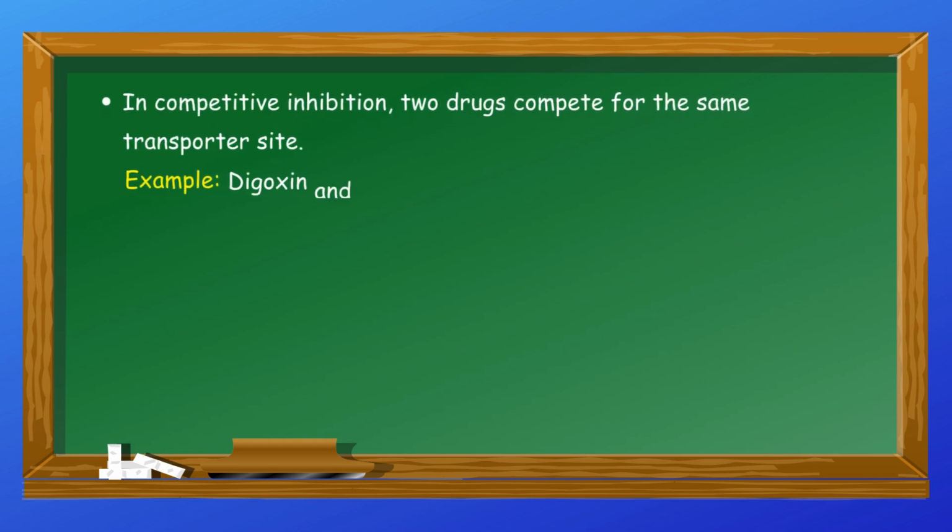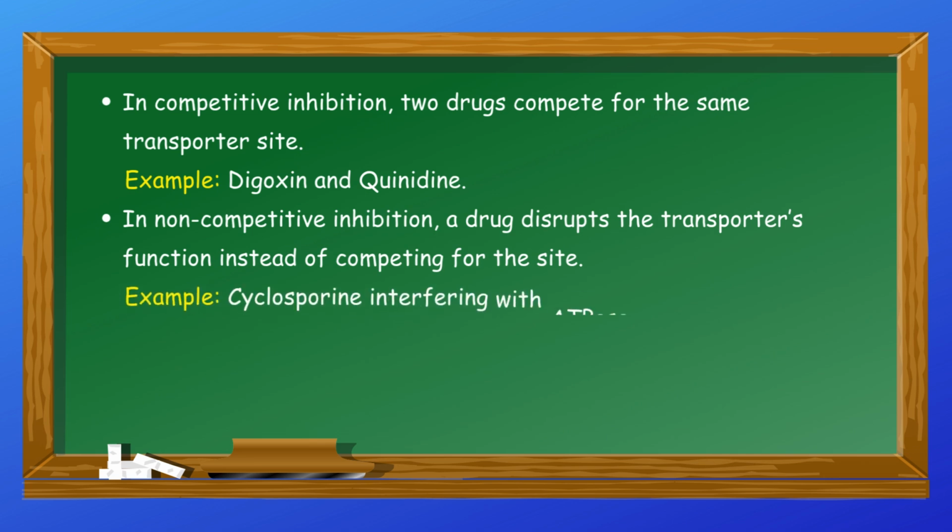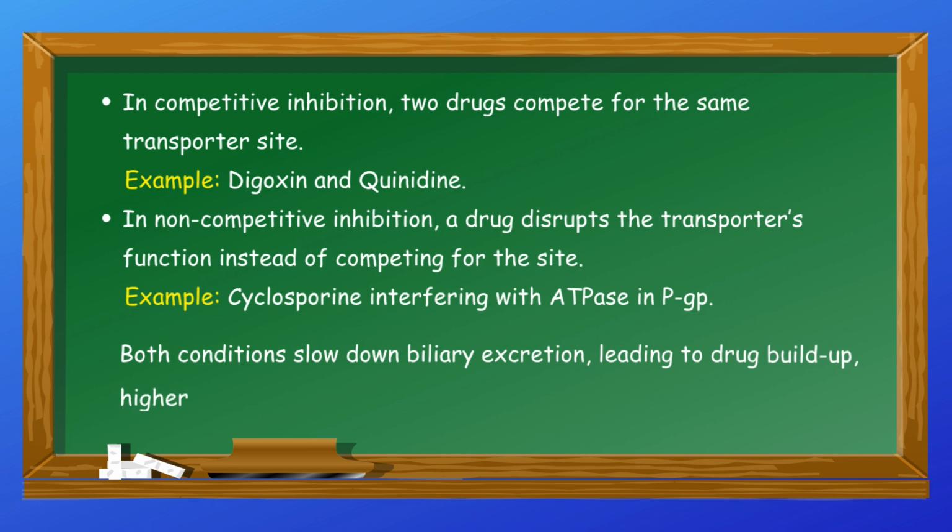Now to summarize this topic, in competitive inhibition, two drugs compete for the same transporter site. Example, digoxin and quinidine, right? In non-competitive inhibition, a drug disrupts the transporter's function instead of competing for the site. Example, cyclosporine interfering with the ATPase in P-glycoprotein. Both conditions slow down biliary excretion, leading to drug buildup, higher plasma concentration, and finally toxicity.